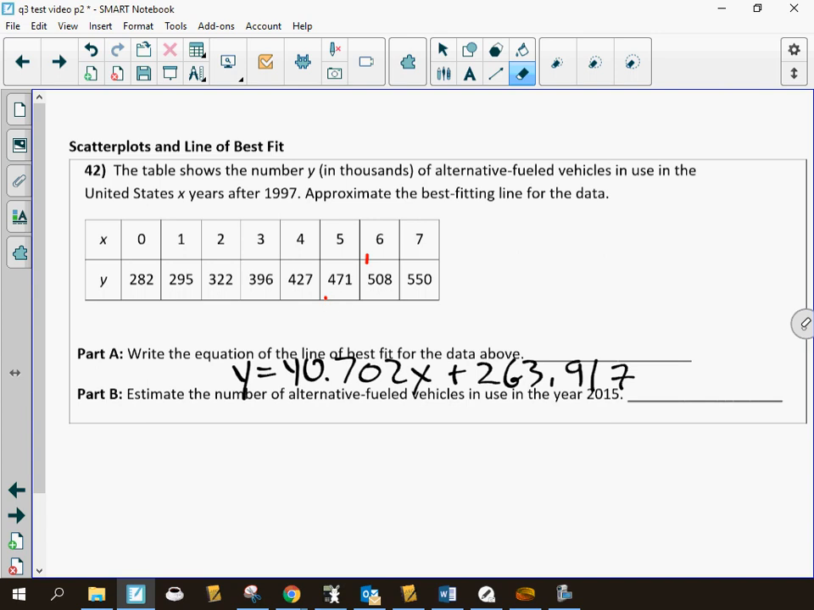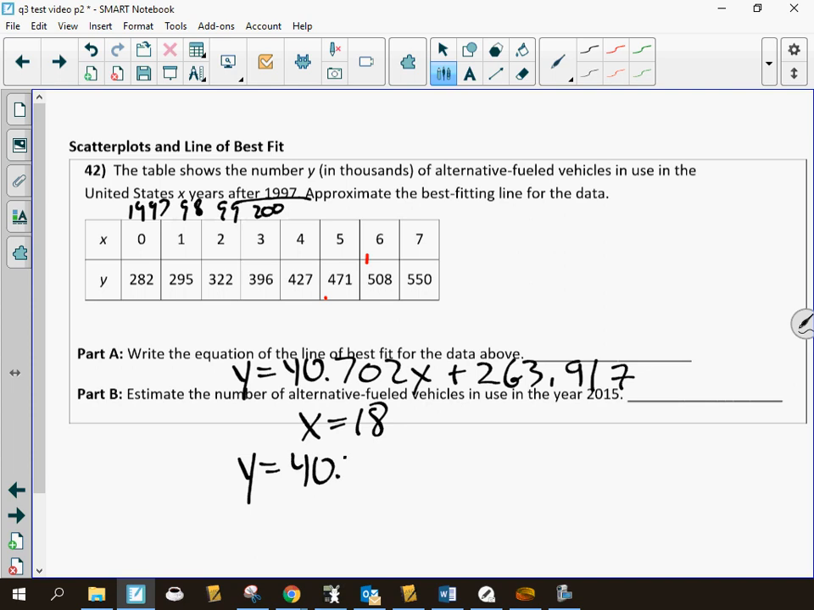Well, the key was you have to read the problem here, and this is years after 1997. So really, this is 1997. This is 98. This is 99. This is 2000. So in order to do 2015, X is going to have to equal 18, because 18 years after 1997 is 2015. So we will take our calculator and we'll say Y equals 40.702 times 18 plus 263.917.